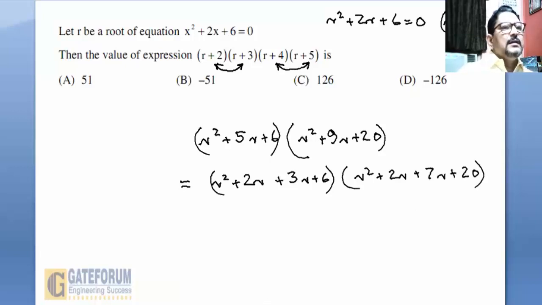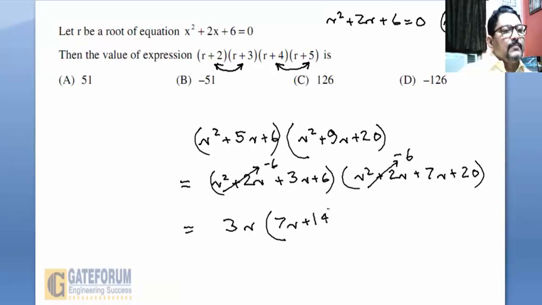We can write that, and let us substitute minus 6 for these two cases. So what does this become? See, 3R, because 6 and minus 6 cancel each other. 3R into this becomes 7R plus 14. And here we can make things simpler by saying that 7 goes out common. So this is 21R, R plus 2.